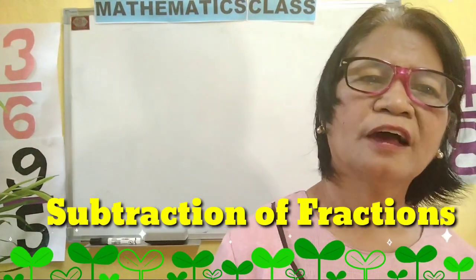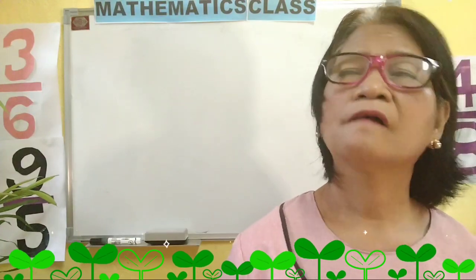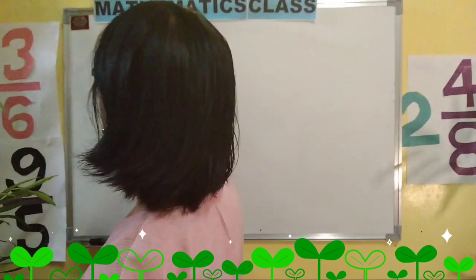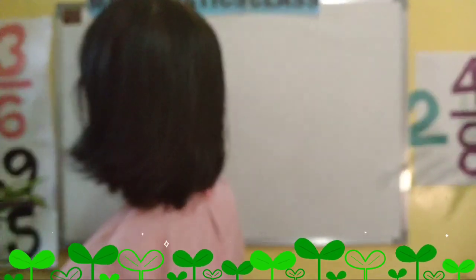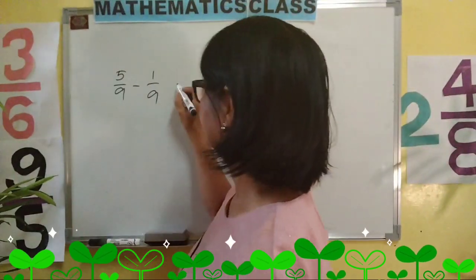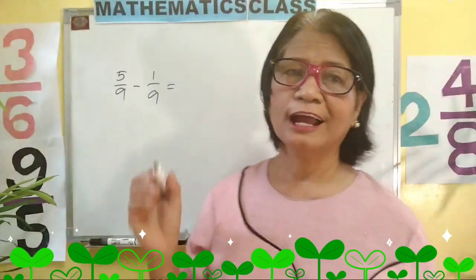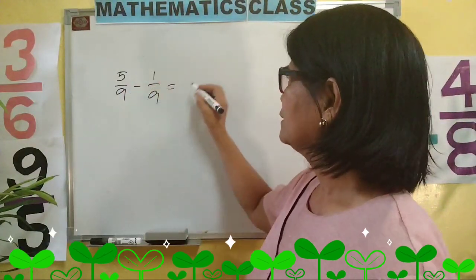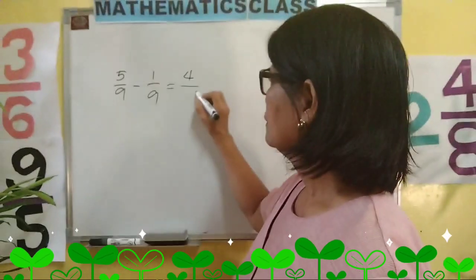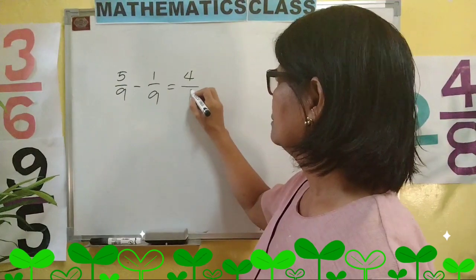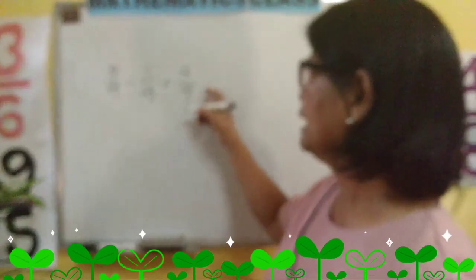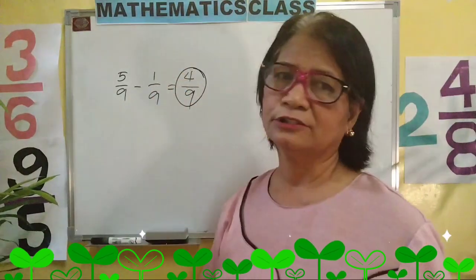Let's go to subtraction of fractions. How do we subtract a fraction by another fraction? Example, 5/9 minus 1/9. This is easy, just like earlier in addition. 5 minus 1 equals 4. Copy the common denominator of 9. There is no GCF for 4 and 9. Therefore, 4/9 is your possible answer.